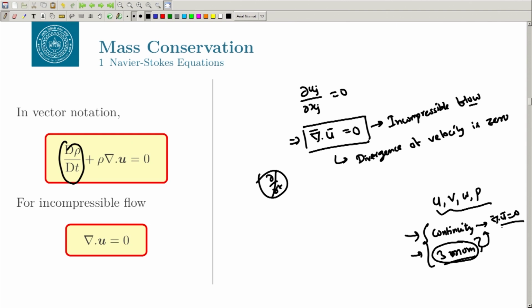So how do we convert this condition del dot u equal to 0 into a dynamical equation to determine, let us say, pressure? That is a challenge, and it is done by constructing another equation called the pressure Poisson equation. We will discuss that later, but for now we have derived the law of mass conservation for compressible and incompressible flow. In the next class, we will derive the momentum conservation. Thank you.